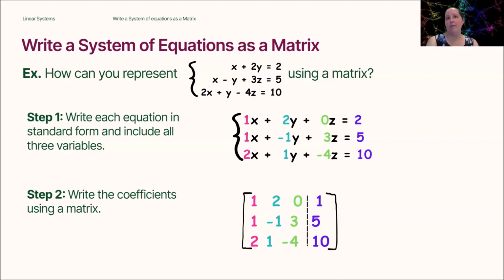So I rewrite all of them. Notice I have a coefficient in front of each of my x values, a coefficient in front of each of my y values, and a coefficient in front of each of my z values. And then of course my constants at the end. So all I have to do then is write the coefficients using the matrix. I had 1, 1, and 2, which becomes my first column. 2, negative 1, 1 becomes my second column. 0, 3, negative 4 becomes my third column. And 2, 5, and 10 becomes my final column.